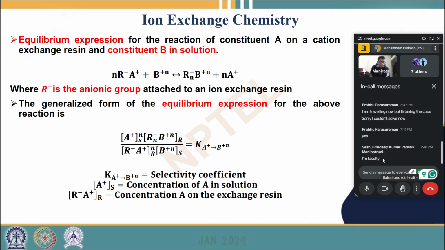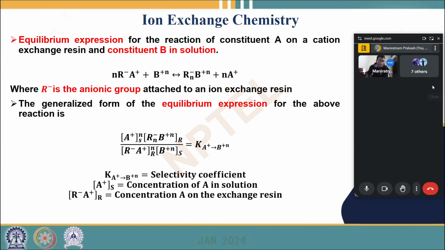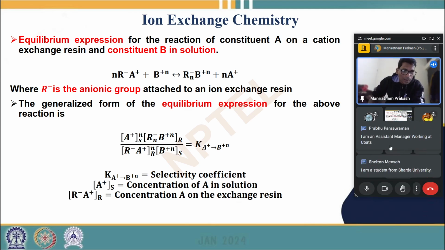Myself, Dr. Pradeep Kumar Patnaik, from Geetam University. Okay, sir. Then I think you are senior to me also. No, no, I want to get some information regarding this topic, so I enrolled for NPTEL. Okay, I was saying that you are senior to me also, but I'm just telling. Yeah, of course, but in learning, everybody is a student, right? Yeah, that is true. Okay, thank you for the session. What about others? I'm an assistant manager. I'm a student in Sarda University.